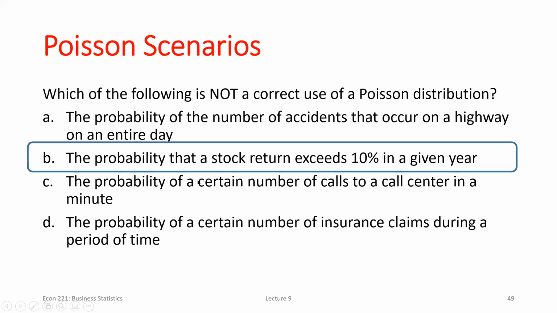What about the other ones, though? We can think about the probability of a certain number of calls to a call center in a given minute. So we've got that time interval. We're looking for the number of calls. Perfect. I put period of time here. It could be a month, could be a year, but they probably have a certain number of insurance claims. Or we're looking for the probability of a certain number of occurrences. That basically is the Poisson distribution: the probability of a certain number of occurrences over a given time interval. Okay.